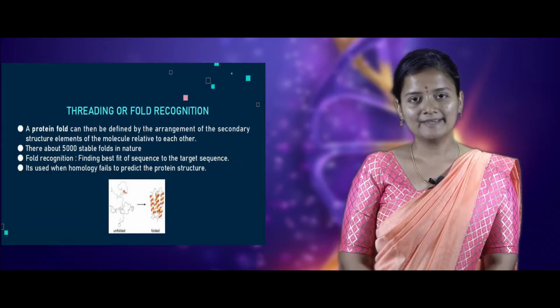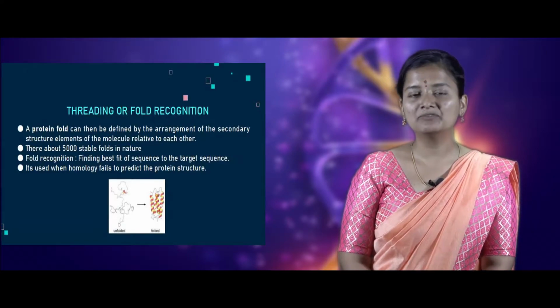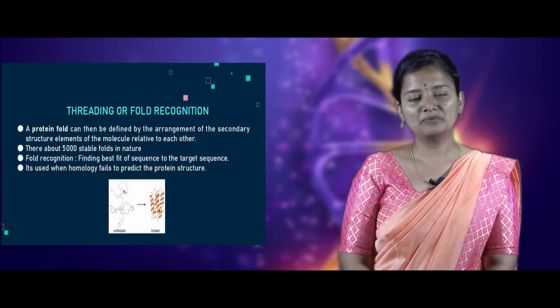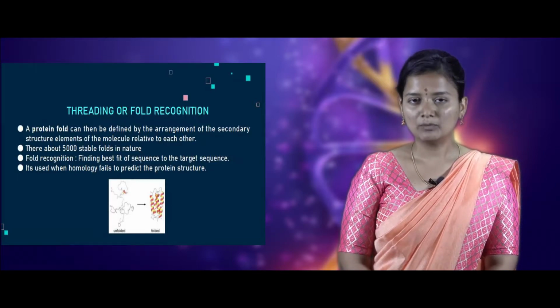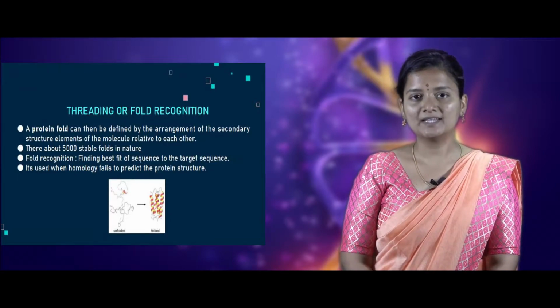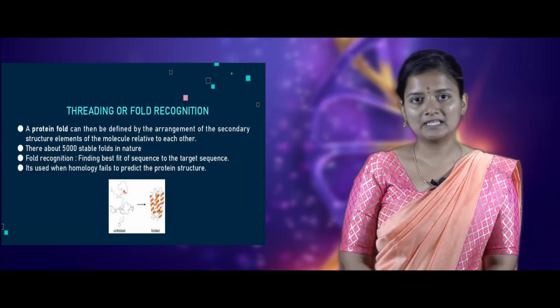Fold recognition method is also known as the threading method. It mainly depends on protein folding. We can define protein folding as the arrangement of the secondary elements of the molecule which are related to each other. There are about 5000 protein folds in nature. So, in the fold recognition method, we are going to get the best fit of the sequence to our target sequence.